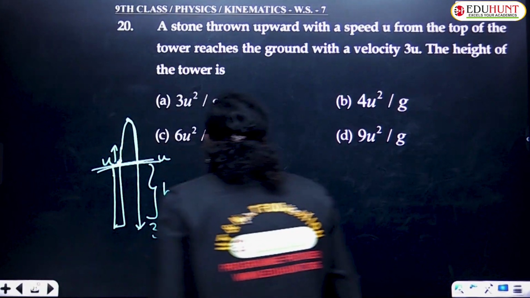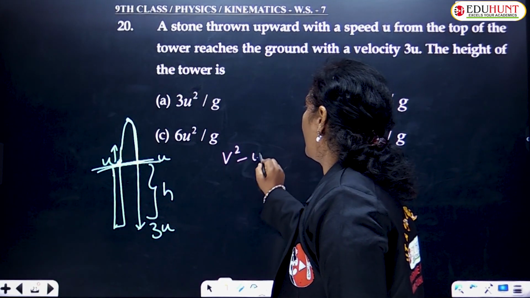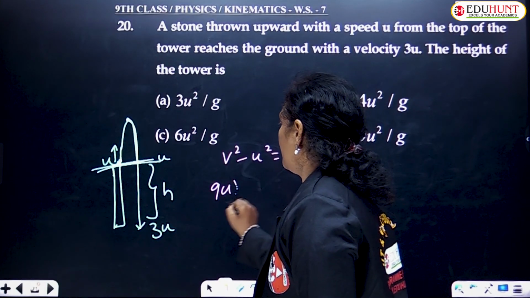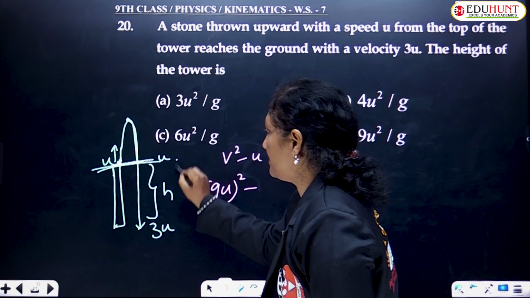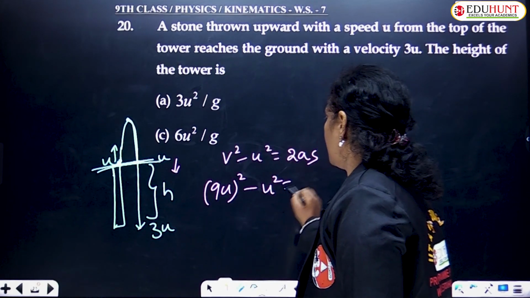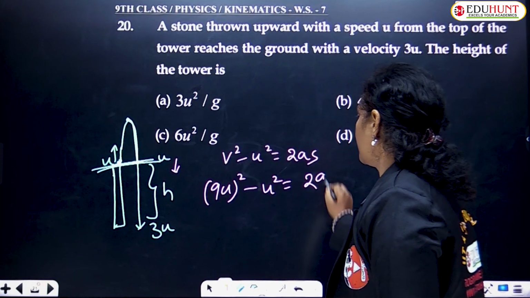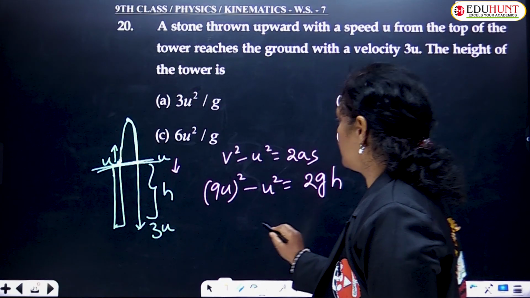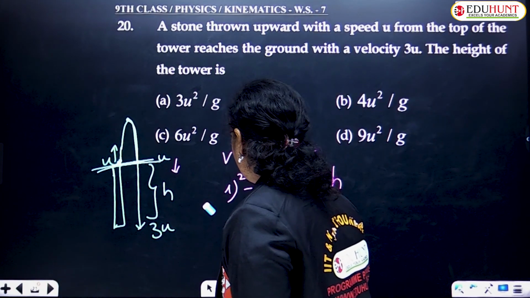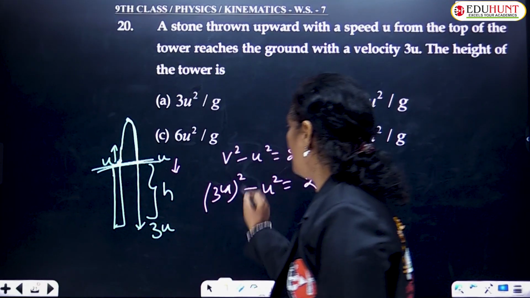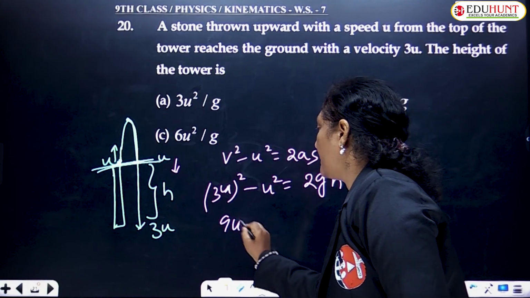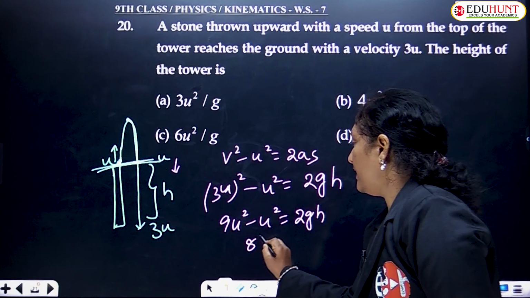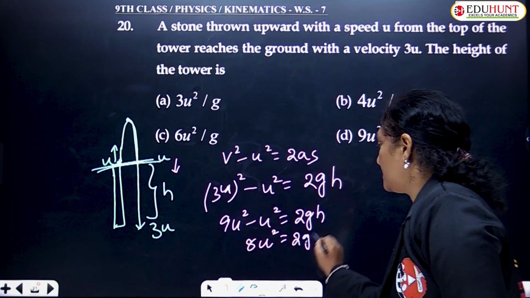Simple. From our formula, v square minus u square equals 2as. V square means how much? 9u square. This is an example of a free fall. Free fall means acceleration is taken as plus g, and height you are asked to find out. 9u square, this is 3u whole square, minus u square. 9u square minus u square equals 2gh, or 8u square is found to be 2gh.